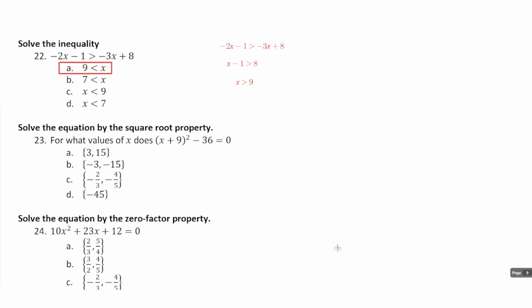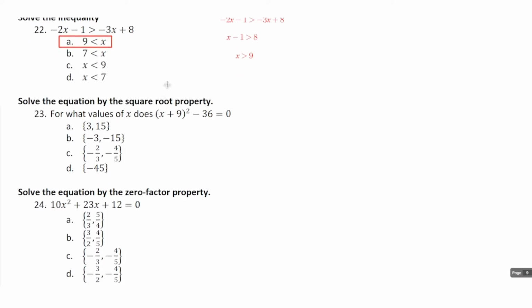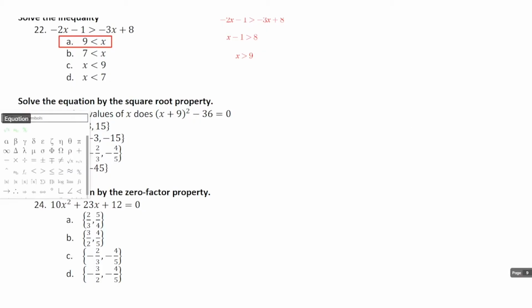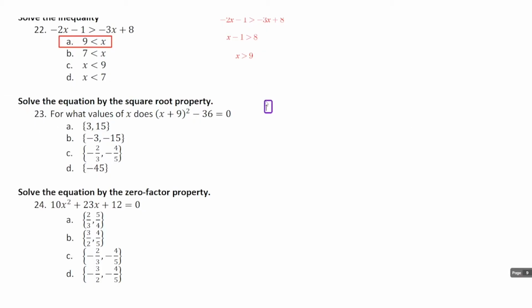Number 13, it asks us to solve this using the square root property, but you could just approach it like we did earlier and just test the answer choices into x. But I'll go ahead and just show you how you get the answer the proper way. First, I'm just going to retype the equation, and then we'll start solving it. So to solve this, I'm going to add 36 to both sides, move that 36 over, and then I'm going to take the square root of both sides.